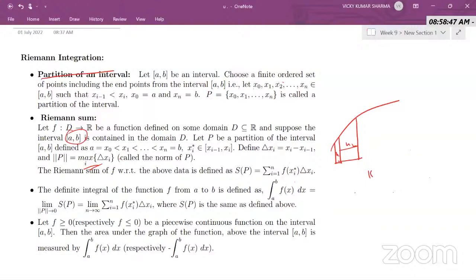Over here, what is norm P? H2. It simply tells you that whichever is the maximum width, that is your norm P. Understood? That's all, nothing much. It looks complicated, but it just tells you this. No doubt in here? So we will be given this max width.